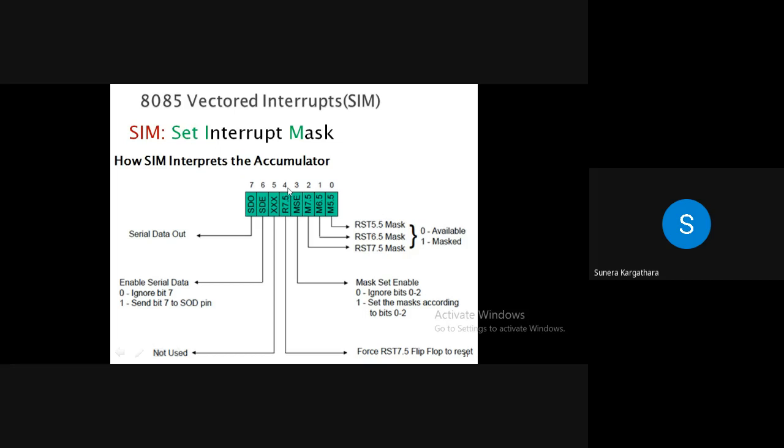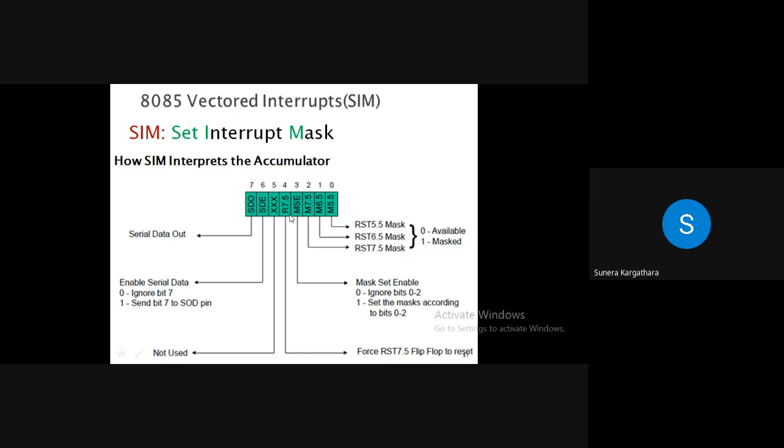Now suppose I keep this D4 bit equal to 0. That means RST 7.5 is available. If I keep it 1, that means it is masked. यहाँ पे 0 का मतलब is available, 1 का मतलब is masked. Am I communicating, student? Right?